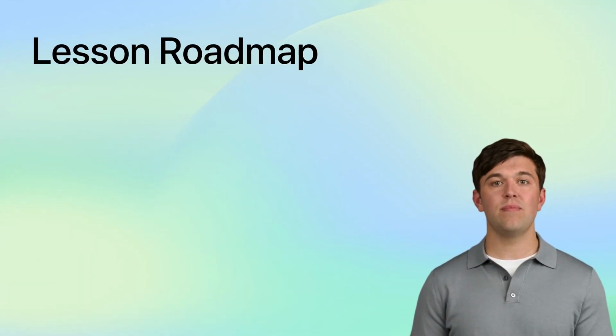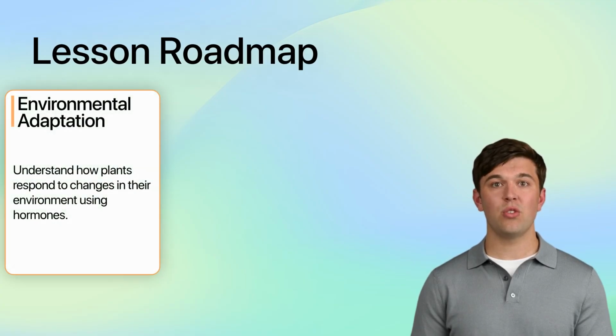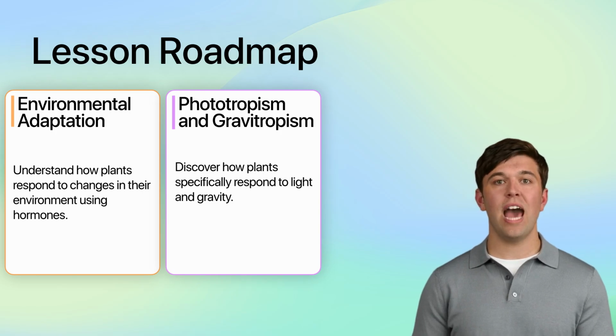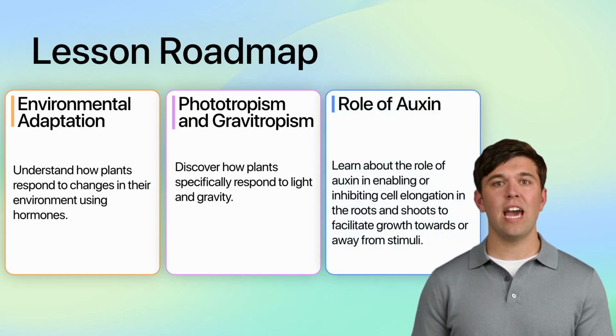In today's lesson, we will explore three main areas: understanding how plants respond to changes in their environment using hormones, discovering how plants specifically respond to light, phototropism, and gravity, gravitropism or geotropism, and learning about the role of auxin in enabling or inhibiting cell elongation in the roots and shoots to facilitate growth towards or away from stimuli.